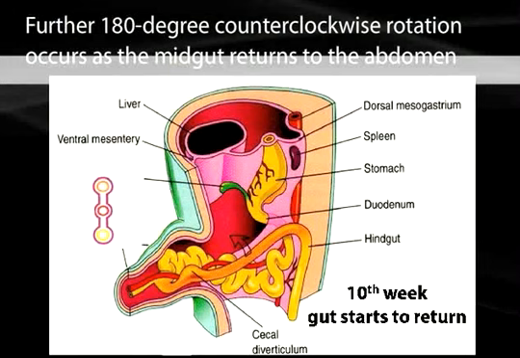In the second phase, we have to get through another 180 degrees of counterclockwise rotation, and this is going to occur as the midgut starts to pull back into the abdomen, which it really doesn't do. It's actually the abdomen starts to now encase the umbilical cord as it starts to catch up to the growth rates of the gut tube.